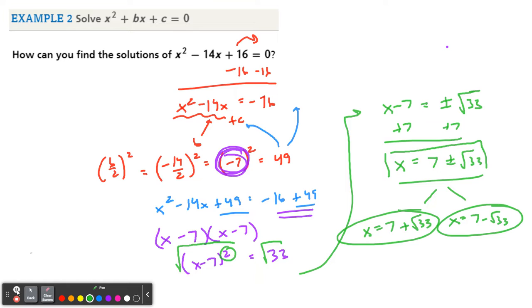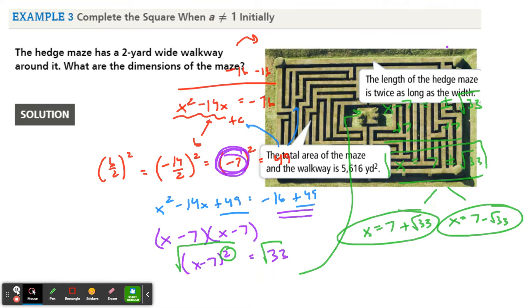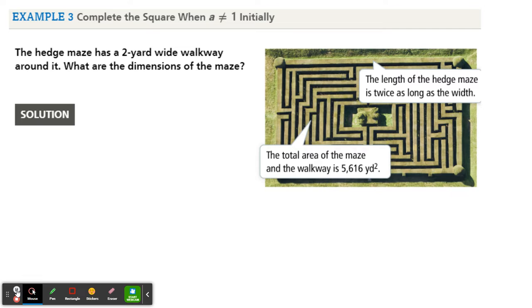All right, last problem on this video here. Sorry, forgot to clear the. There we go. It says the hedge maze has a 2-yard wide sidewalk around it. What are the dimensions of the maze? Oh my goodness. So here we go.